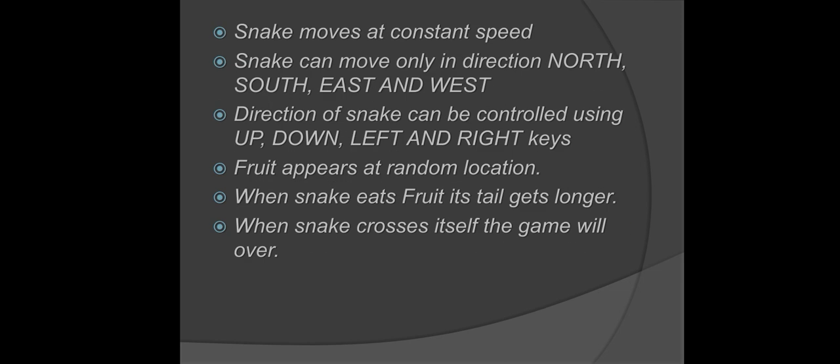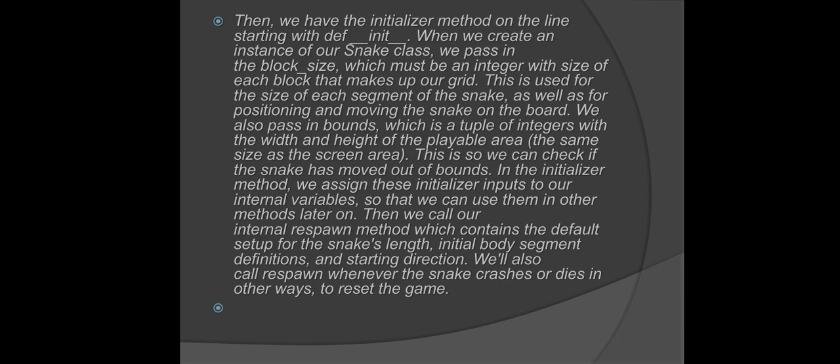Snake moves at constant speed. Snake can move only in the directions north, south, east and west. The direction of the snake can be controlled using the up, down, left and right keys. Fruits appear at random locations. When the snake eats fruits, its tail gets longer. When the snake crosses itself, the game will be over.